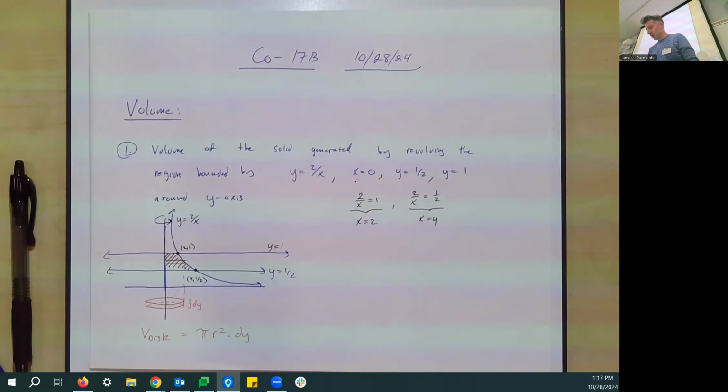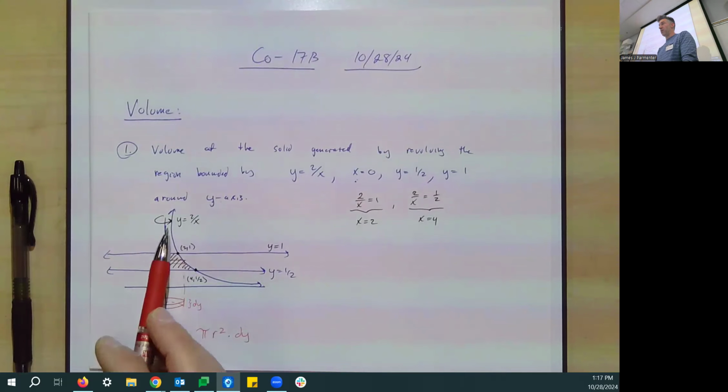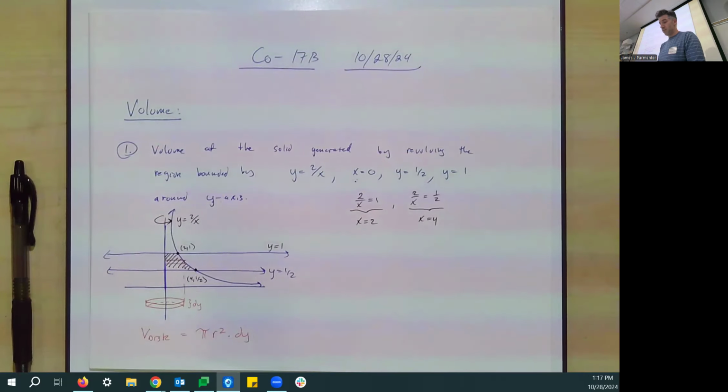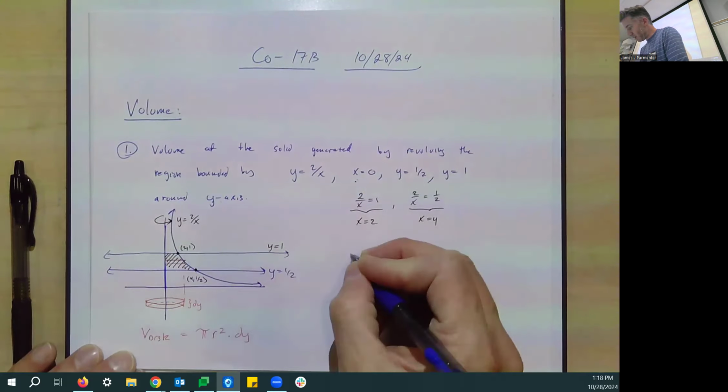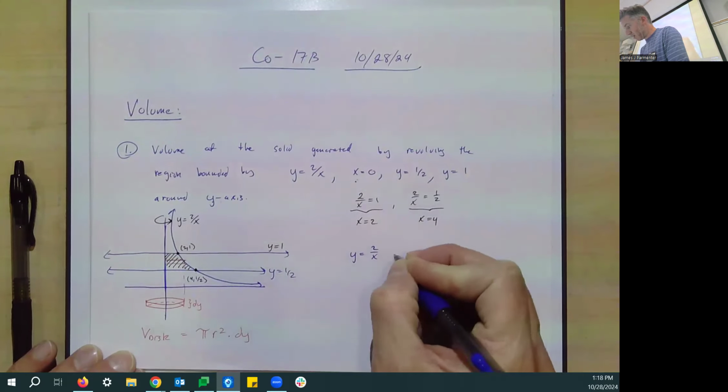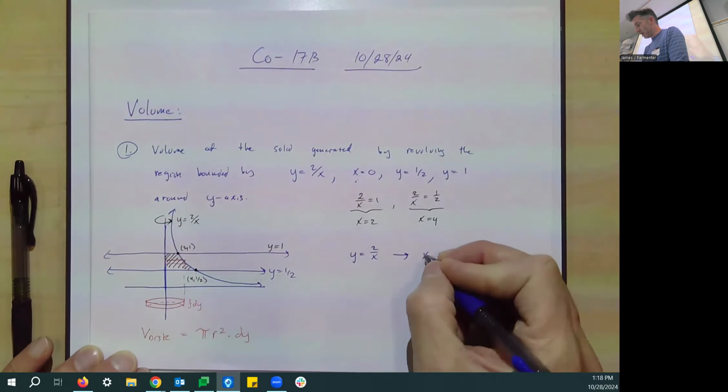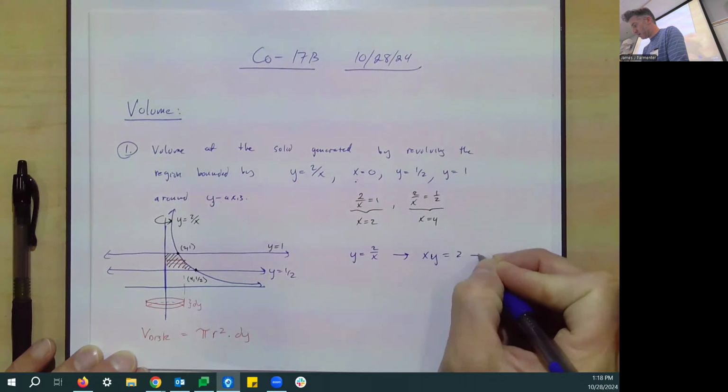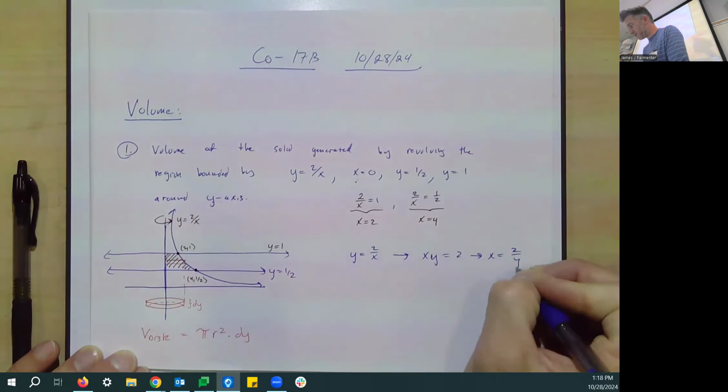Okay, so I need to know what the radius is, and typically the radius is just the function. So here our radius is going to be the function that we're touching when we are looking at the right side of this little strip. And unfortunately for us, that function is written in terms of x, which it usually is. So we're going to take our function y equal to 2 over x, and we're going to solve for x. So x times y equals 2. So x equals 2 over y.